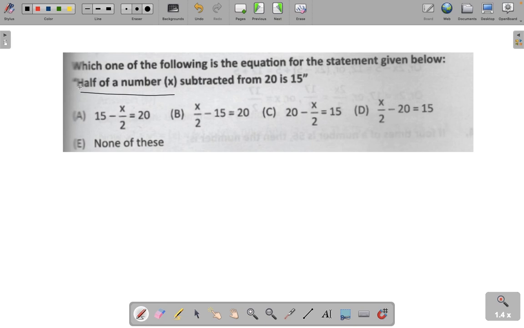Yeah. Again, this pattern is opposite. Half of a number x becomes x upon 2. Subtracted from 20, so 20 is a constant term. You are subtracting x upon 2 from 20, not 20 from x upon 2. So that is why this is C. Yeah, very good, Aradhya.